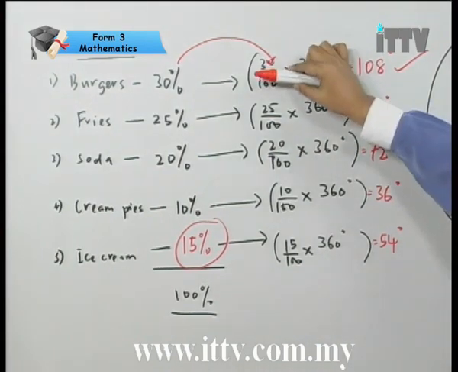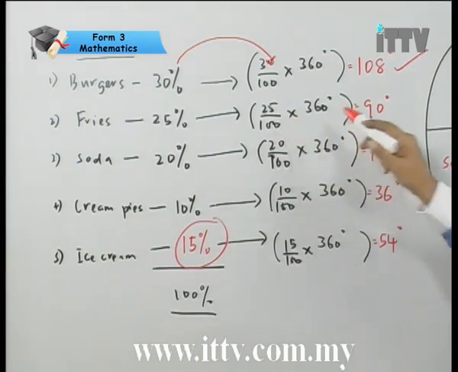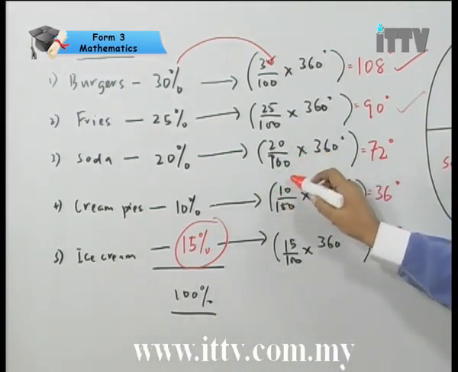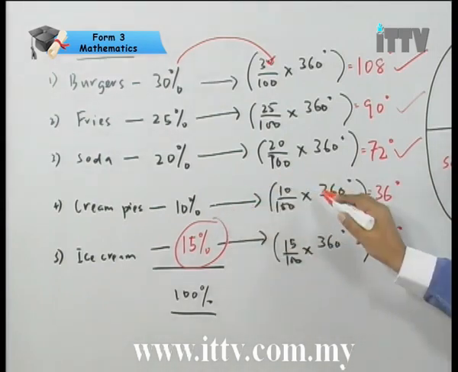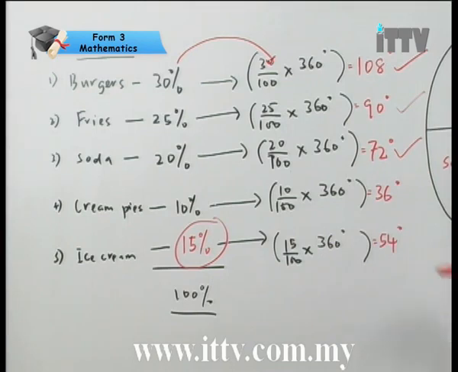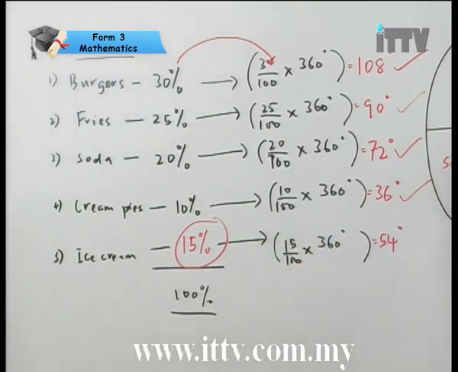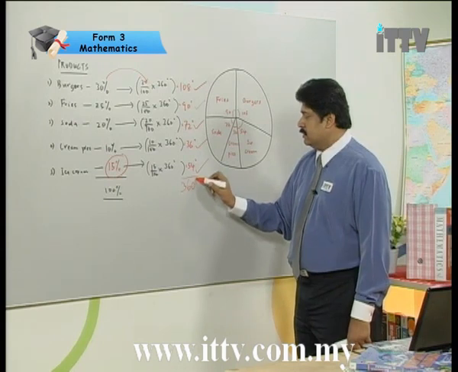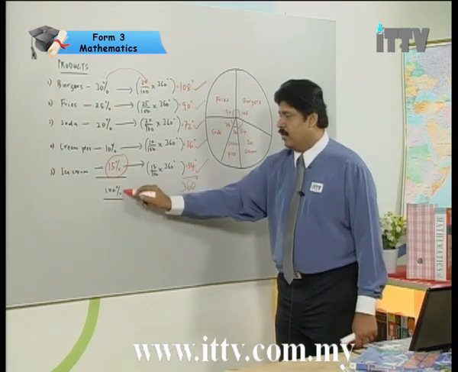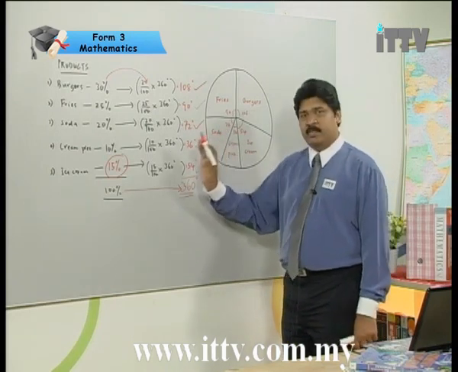I have to do the similar pattern for the remainder of the products. For 25%, I take 25 over 100 times 360 degrees, I get 90 degrees. Likewise, for soda, 20% over 100 times 360 degrees, I get 72 degrees. 10% converted, 10 over 100 times 360 degrees, I get 36 degrees. And finally, 15%, 15 over 100 times 360, I get 54 degrees. If you add all this up, it should amount to 360 degrees. Therefore, 100% equals 360 degrees. These are the preliminaries that we should do.